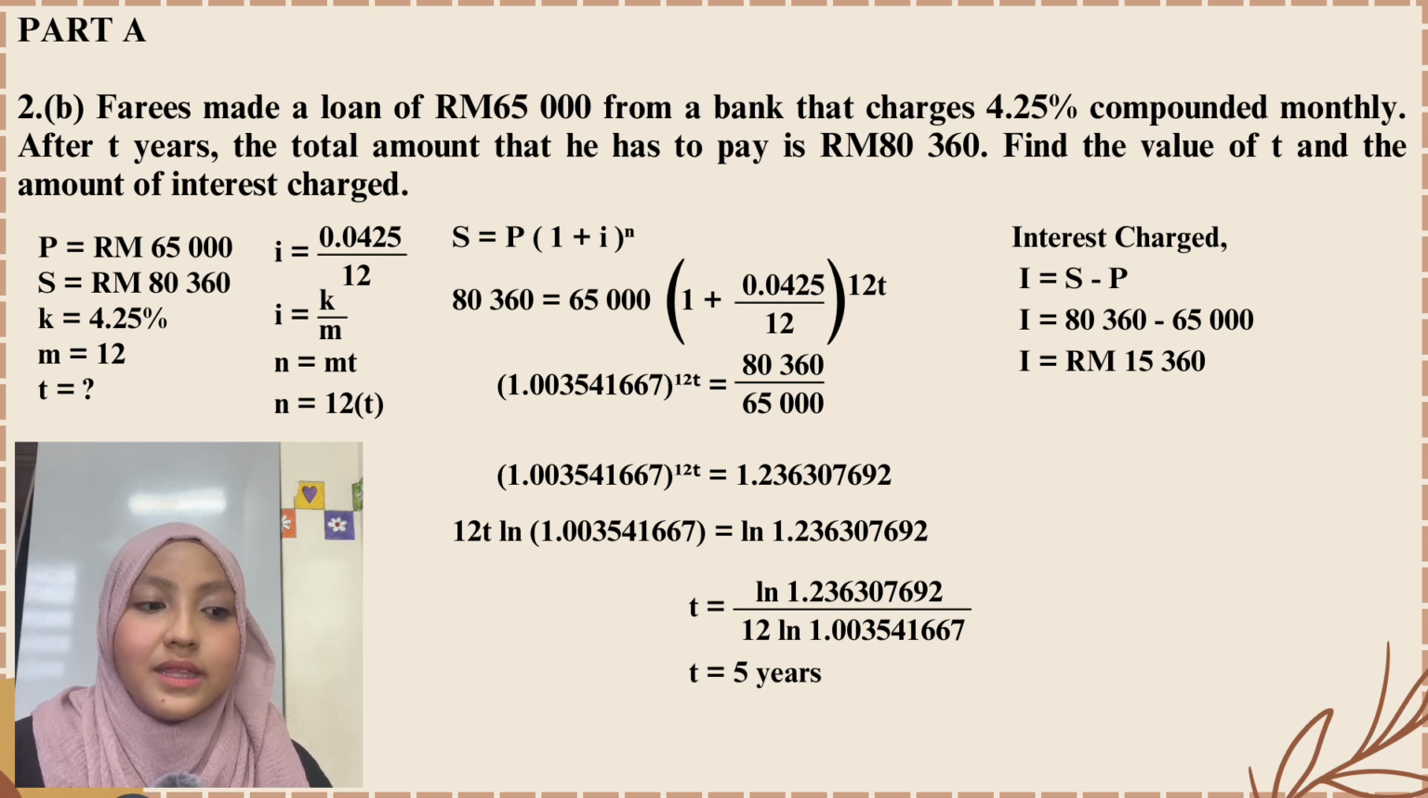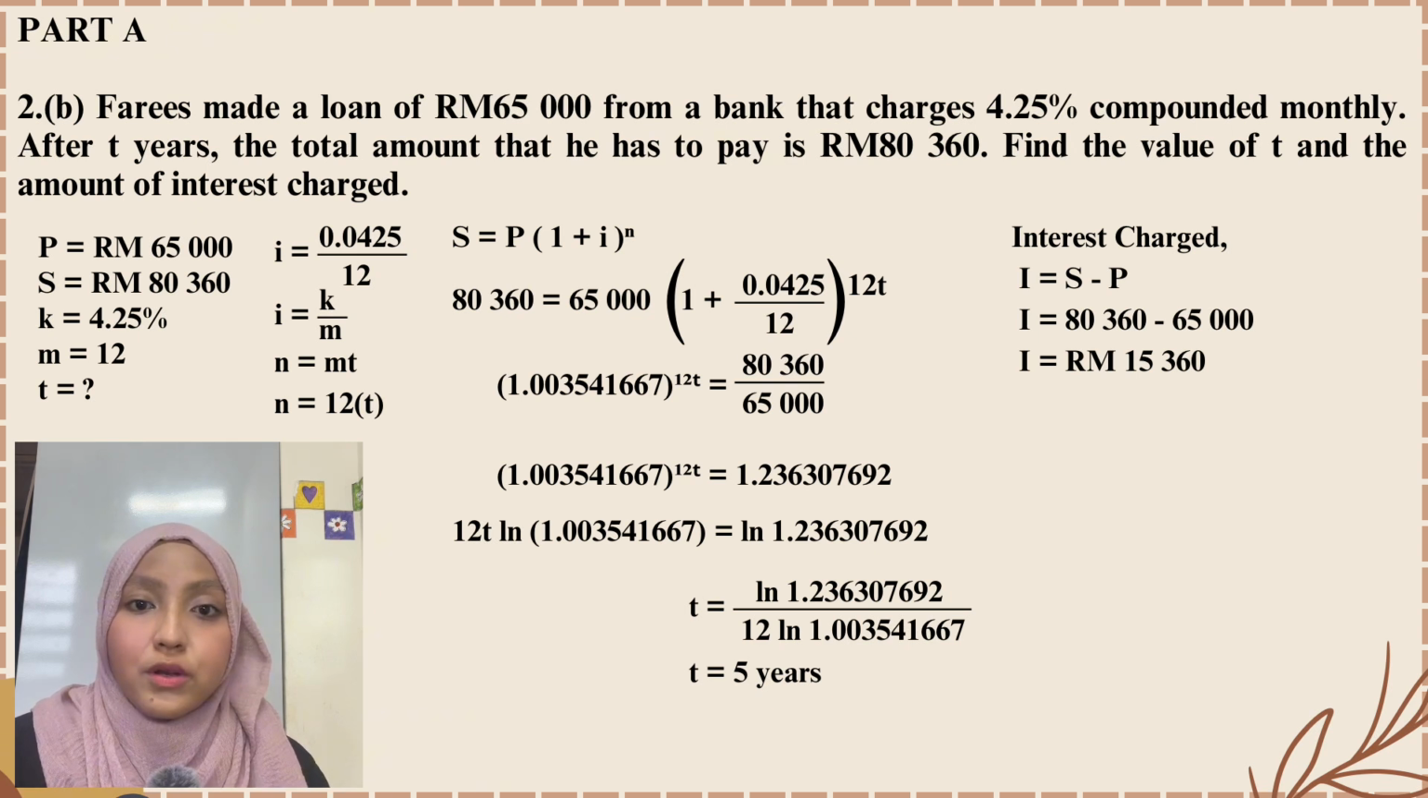Now, let 65,000 bring to the other side. So, you will get 1.003541667 to the power of 12T equal to 1.236307692. So, now we can see that 12T is our exponent. So, to solve the problem, we need to use ln. So, whatever that you do for this side, you also need to do for the other side. So, since we put ln for this side, we also need to put ln to the other side.